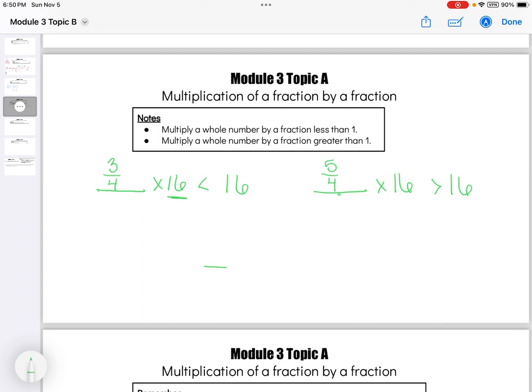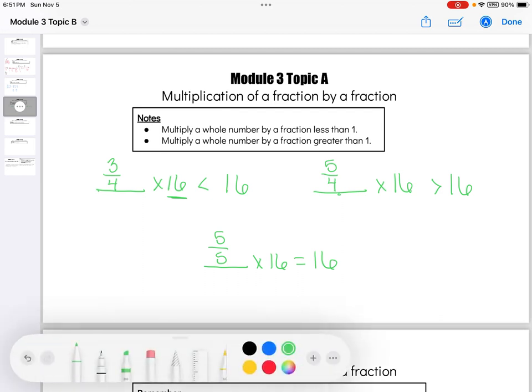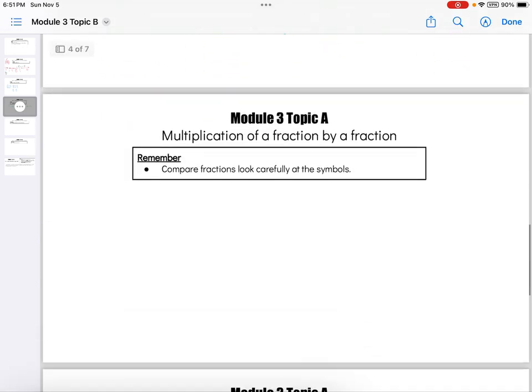And then the last scenario would be entering a fraction that would make this sentence true. And so we know that anything times 1 is itself. So whatever fraction we would put in this blank, it would have to equal 1 whole. And they're going to see this on the test. So just keep all this in mind.